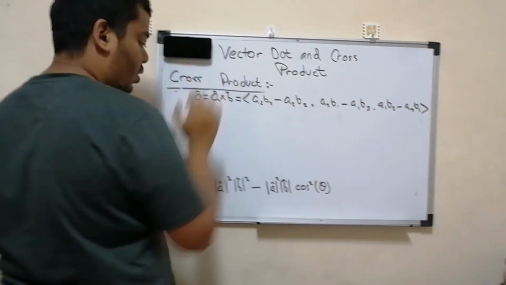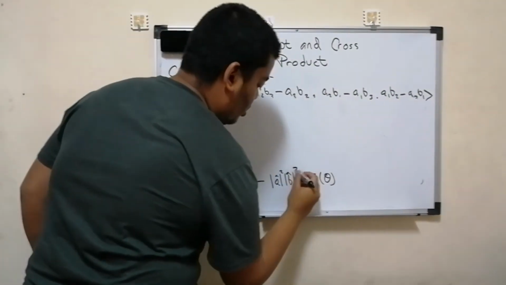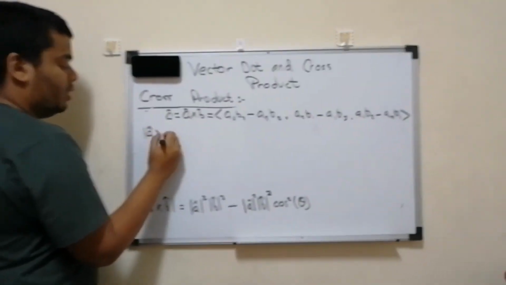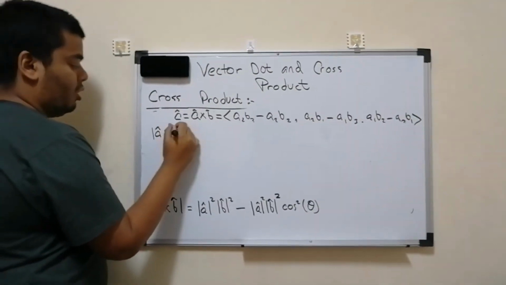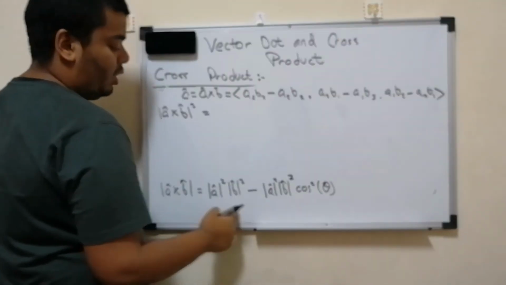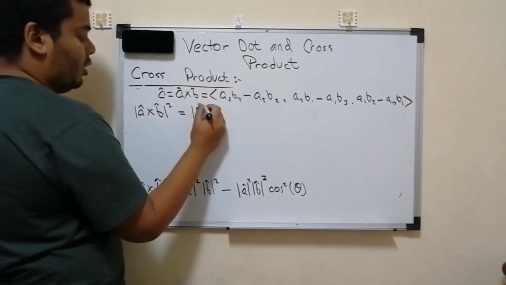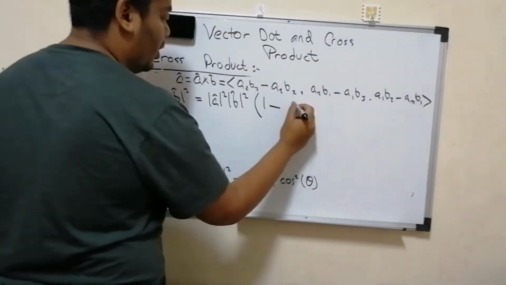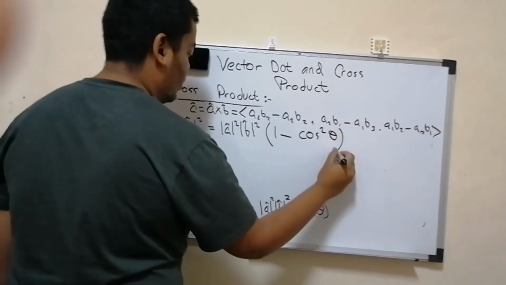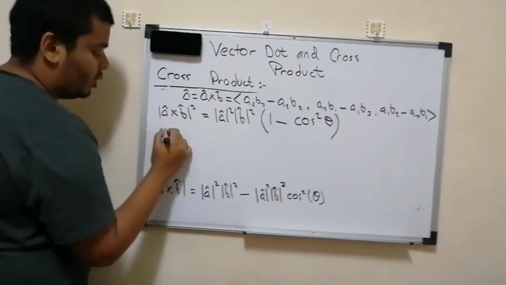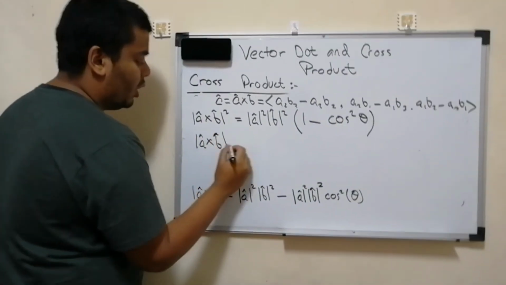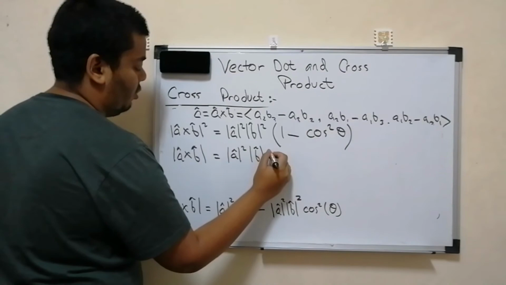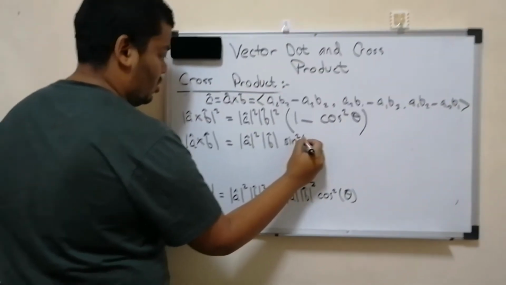Okay, I have removed the top part. Now I can simplify this further. I can write, is equal to, I'll take the magnitude of a whole squared, magnitude of b whole squared common, and I'll be left with 1 minus cos squared theta. We all know what 1 minus cos squared theta is from trigonometry in high school. It is sine squared theta.